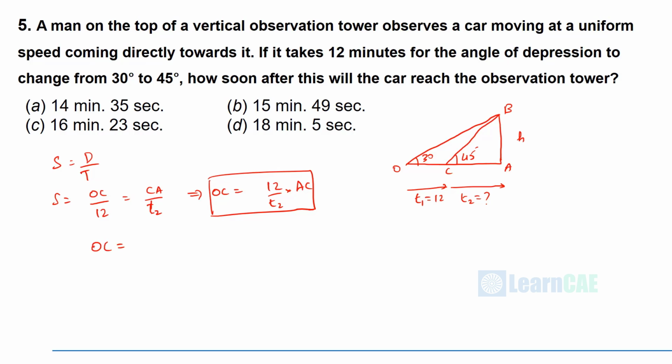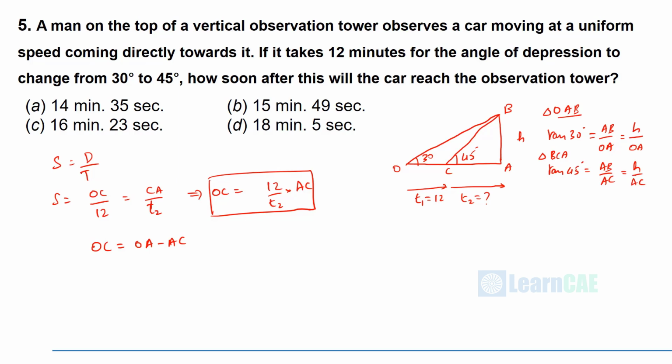Next we shall use trigonometric relations to find out the distance OC. OC is equal to OA minus AC. We can separately calculate OA and AC. You know, from this triangle OAB, tan 30 degree is equal to AB by OA. AB is H and let OA be as H, OA. Similarly, tan 45 in triangle BCA is equal to AB by AC. This is equal to H by AC.